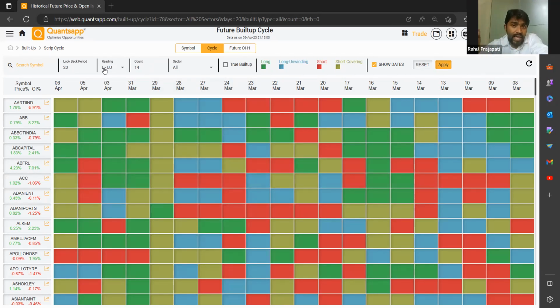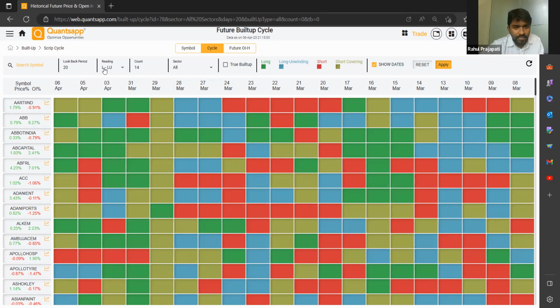That means it has a green and blue color for at least 14 days, not 20 days, because I know that something called random data comes in between. Sometimes a short will come in between, or a short covering will come in between. So it's not the case that for 20 days it's long and long unwinding.